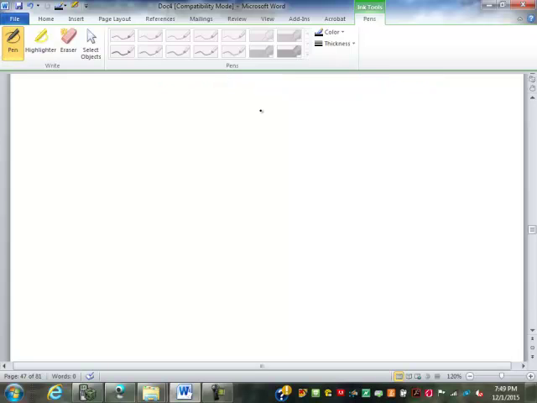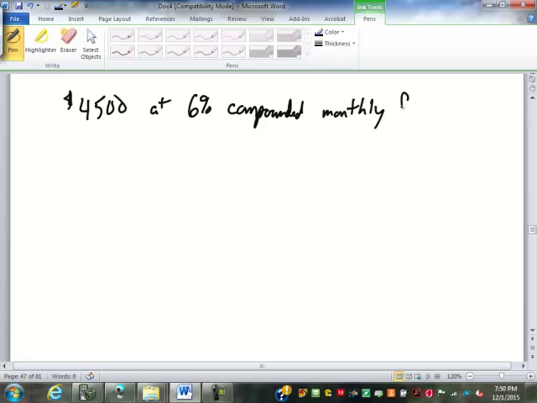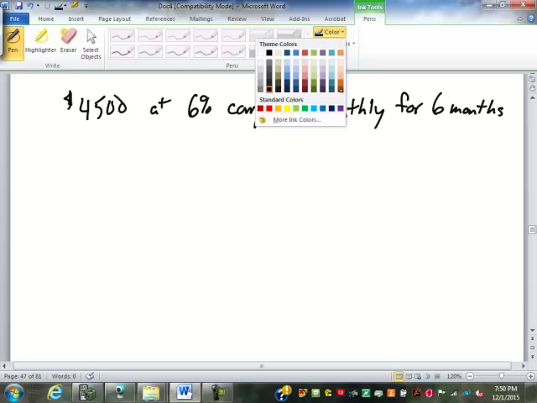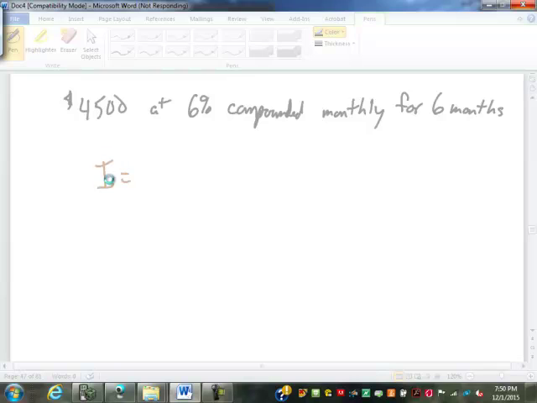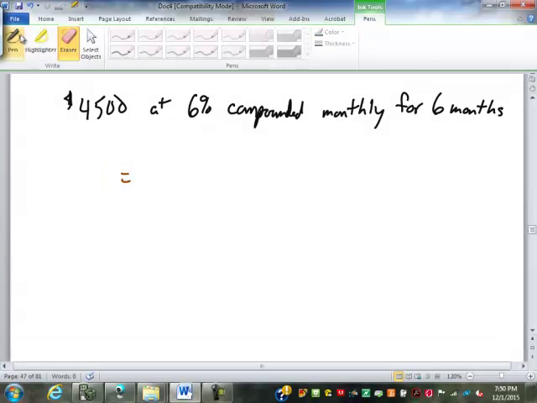If it is less than a year, let's say you invest $4,500 at 6% compounded monthly for 6 months. Find the effective rate. Well, we're going to start out by finding our future value, not our interest.